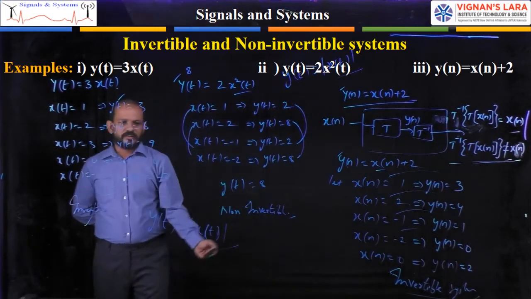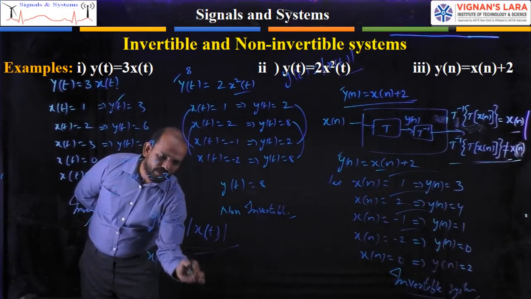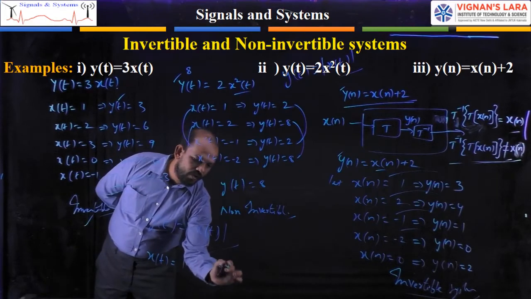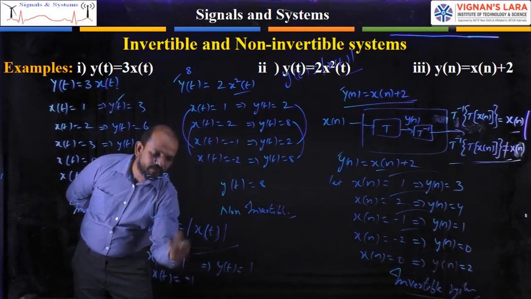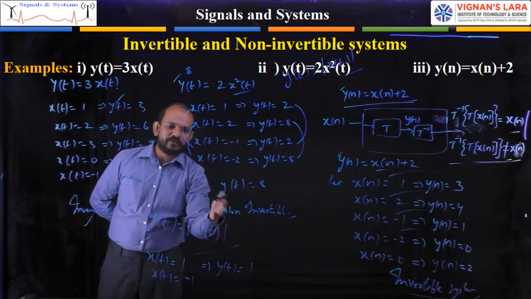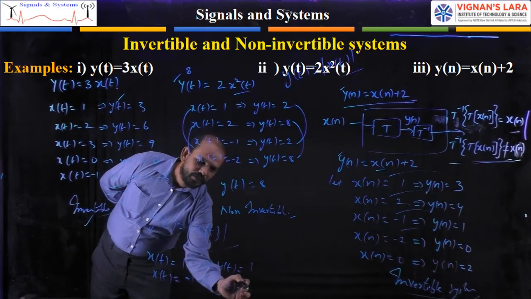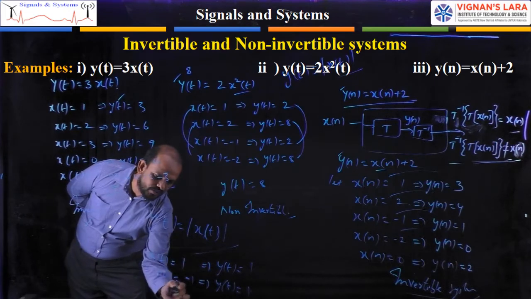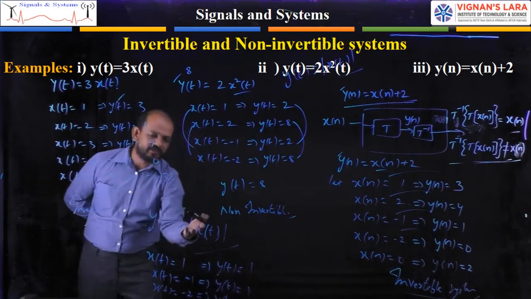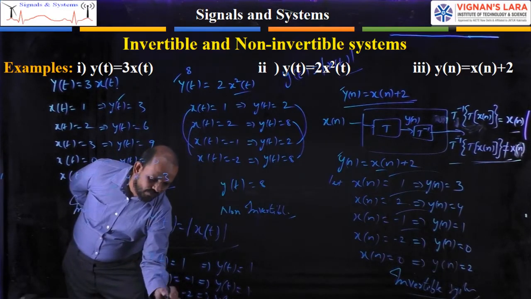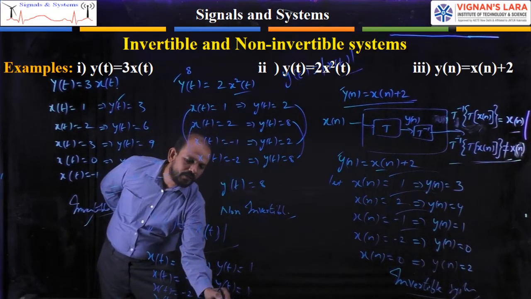I will explain roughly. So for the input x of t equal to 1, the output y of t equal to 1. For the input x of t equal to minus 1, minus 1 also becomes 1 if it is a mod. So output y of t equal to 1. For x of t equal to minus 2, the output y of t equal to 2 because mod of minus 2 is 2. For the input x of t equal to 2, the output is 2.